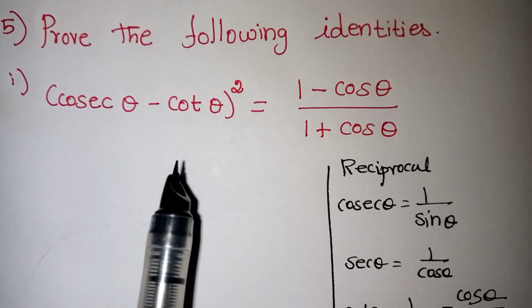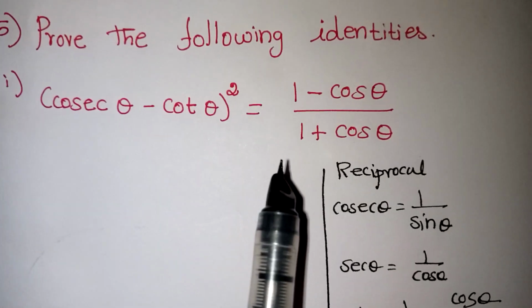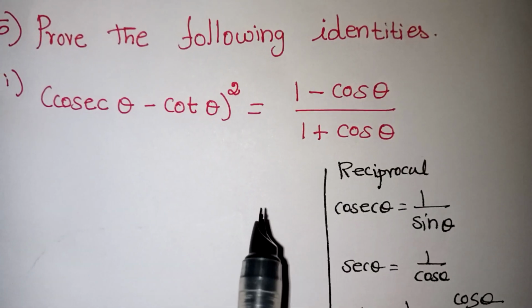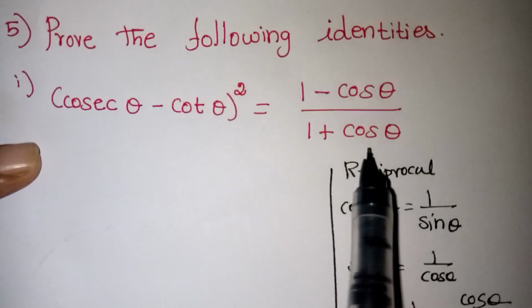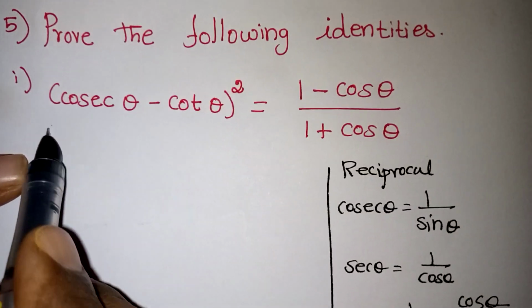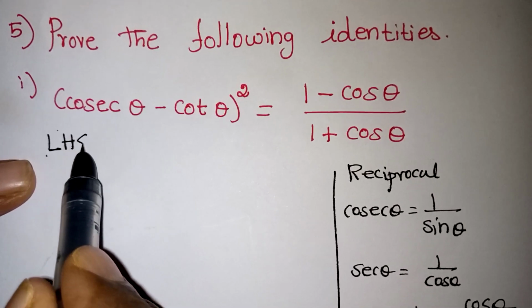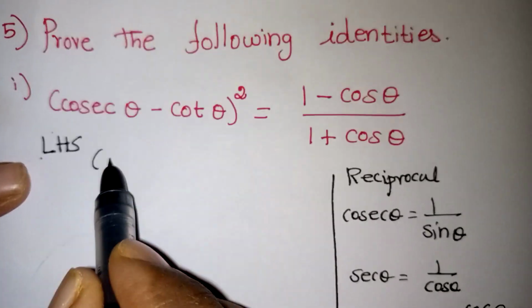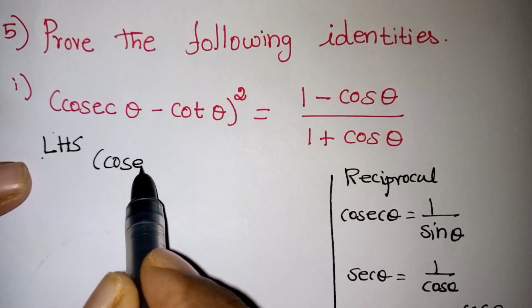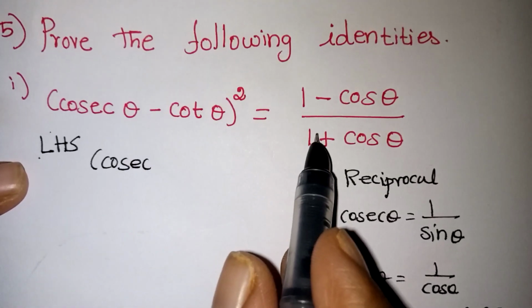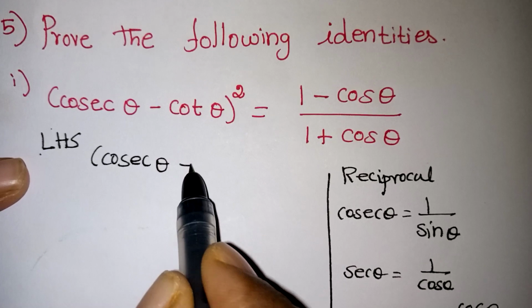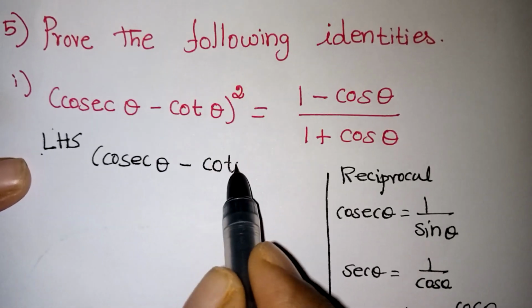Cosecant theta minus cot theta the whole squared equal to 1 minus cos by 1 plus cos is our question. This is your left hand side, and this is your right hand side. I am going to take the LHS, the left hand side, and do the calculation. My aim is to bring the right hand side as my answer. So I am taking my LHS.